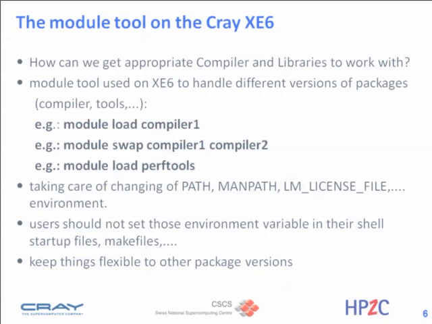The way the details are hidden from you is by using the module tool. The module tool is something you use to set up and define environment variables that take care of, for example, include files, libraries, tools, compiler, and so on. So if you want to use a certain compiler, you can load it with module load compiler 1, for example. And then you compile your code. Then you decide that you would rather try a different compiler, compiler 2. Then you do module swap compiler 1 compiler 2, so you replace compiler 1 with compiler 2.